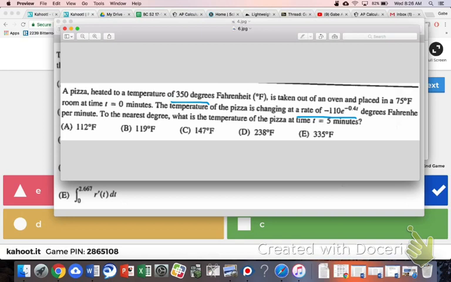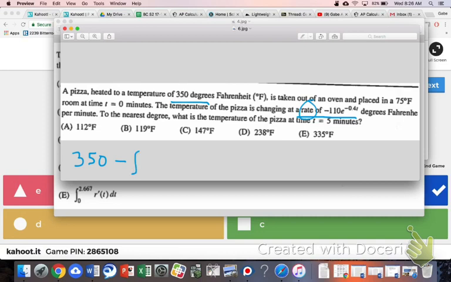So as far as a concept goes, we could say the original temperature of the pizza was 350 degrees. And once that pizza is taken out of the oven, isn't the temperature going to go down? It's going to decrease. So I would say 350 minus, and then I was given a rate of change of temperature. In order to find the amount of change of temperature, I need to integrate that, right? I've got to do a definite integral.